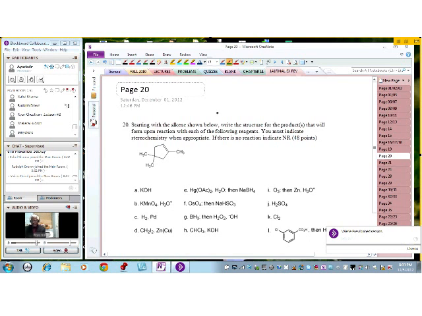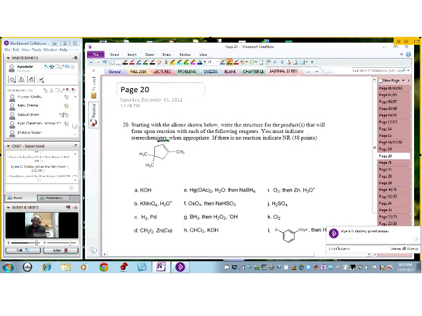Now, what I want us to do here, I do want us to start with this set of problems because it gives you a chance to review all of your reagents. As I always tell you, the beginning of knowing your reagents is the beginning of knowing organic chemistry. You must know what those reagents do. Okay, so let us start.